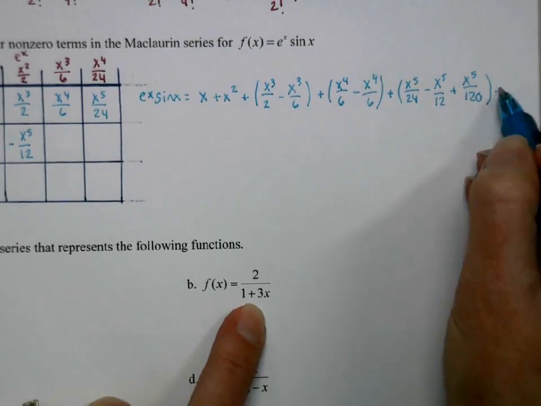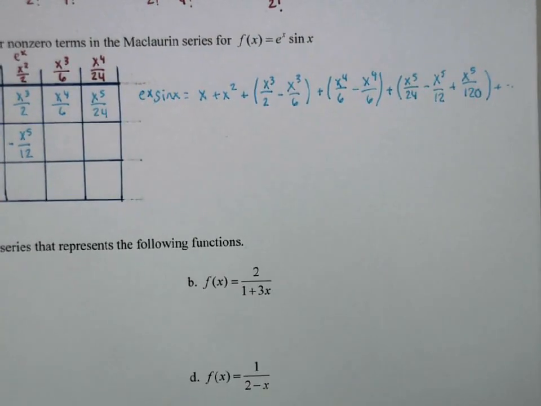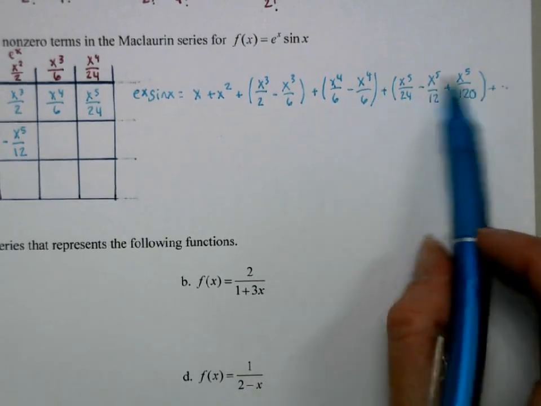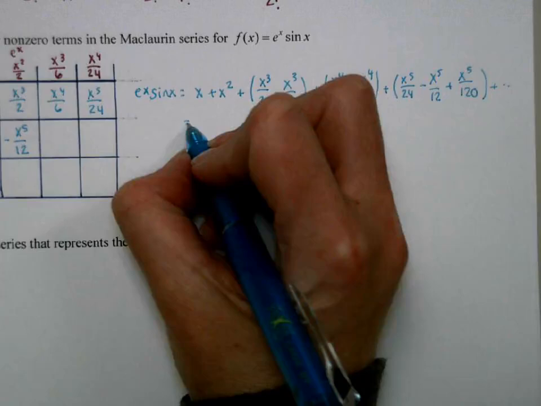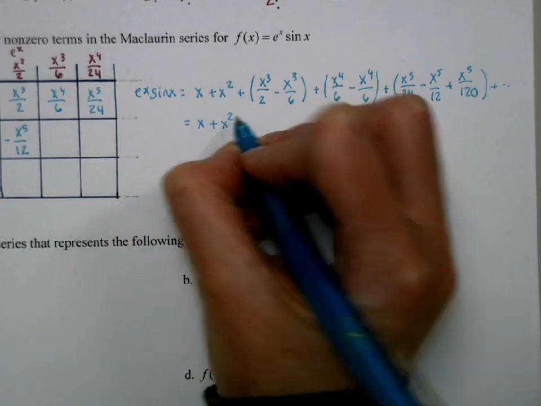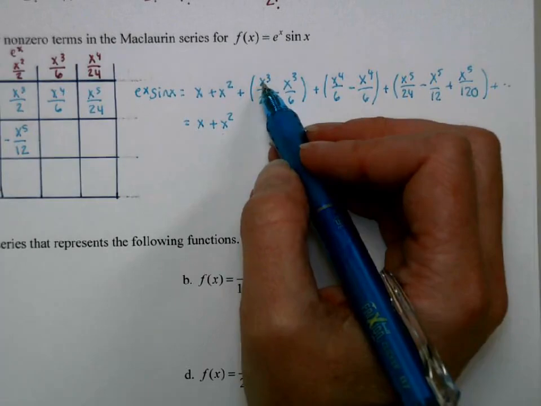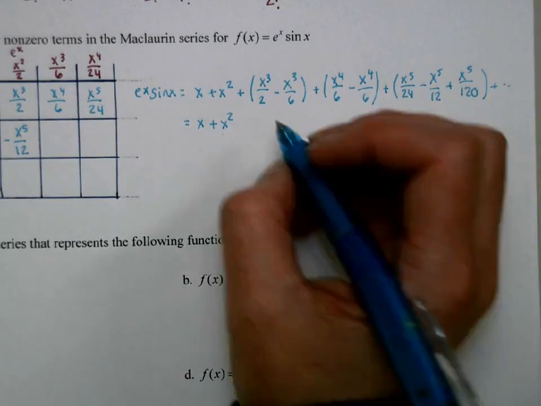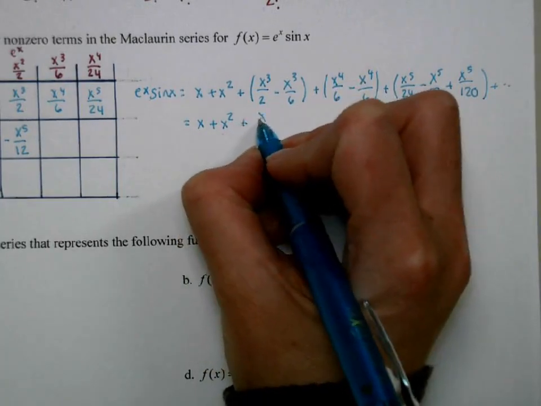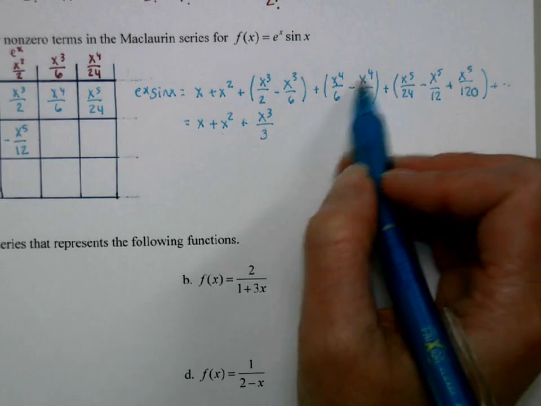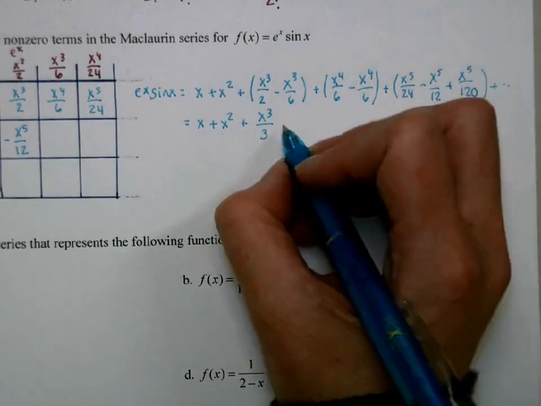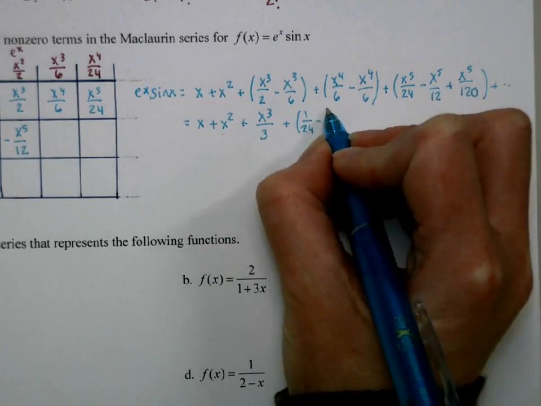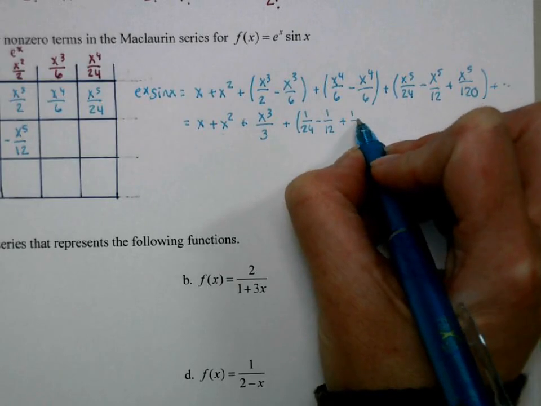Okay, so we're going to go ahead and combine these, because right now you can't have multiple x to the 5th, so we need to condense that. So I'm going to have x plus x squared. This would be 3x squared over 6 minus x squared over 6 is 2x squared over 6, or x cubed over 3. That one goes away. And then I could get a common denominator. I'm going to cheat a little bit and just say 1 over 24 minus 1 over 12 plus 1 over 120 x to the 5th.